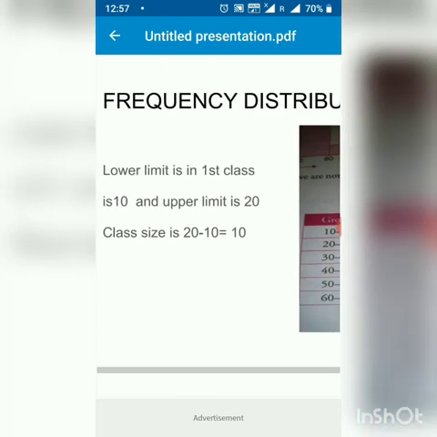Okay. So in the online class, I will solve the problems of this exercise, how to represent the data in the graph. Hope you have understood.